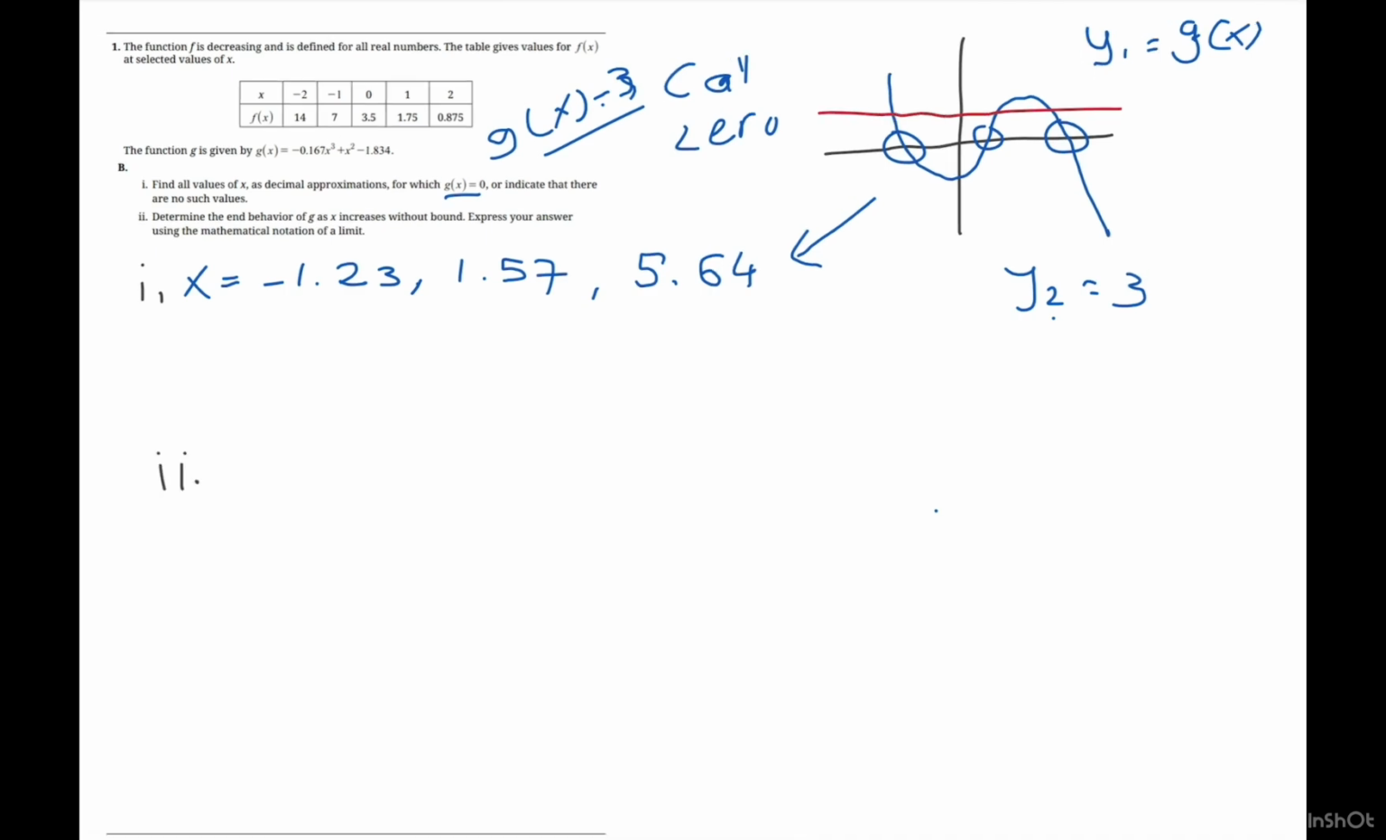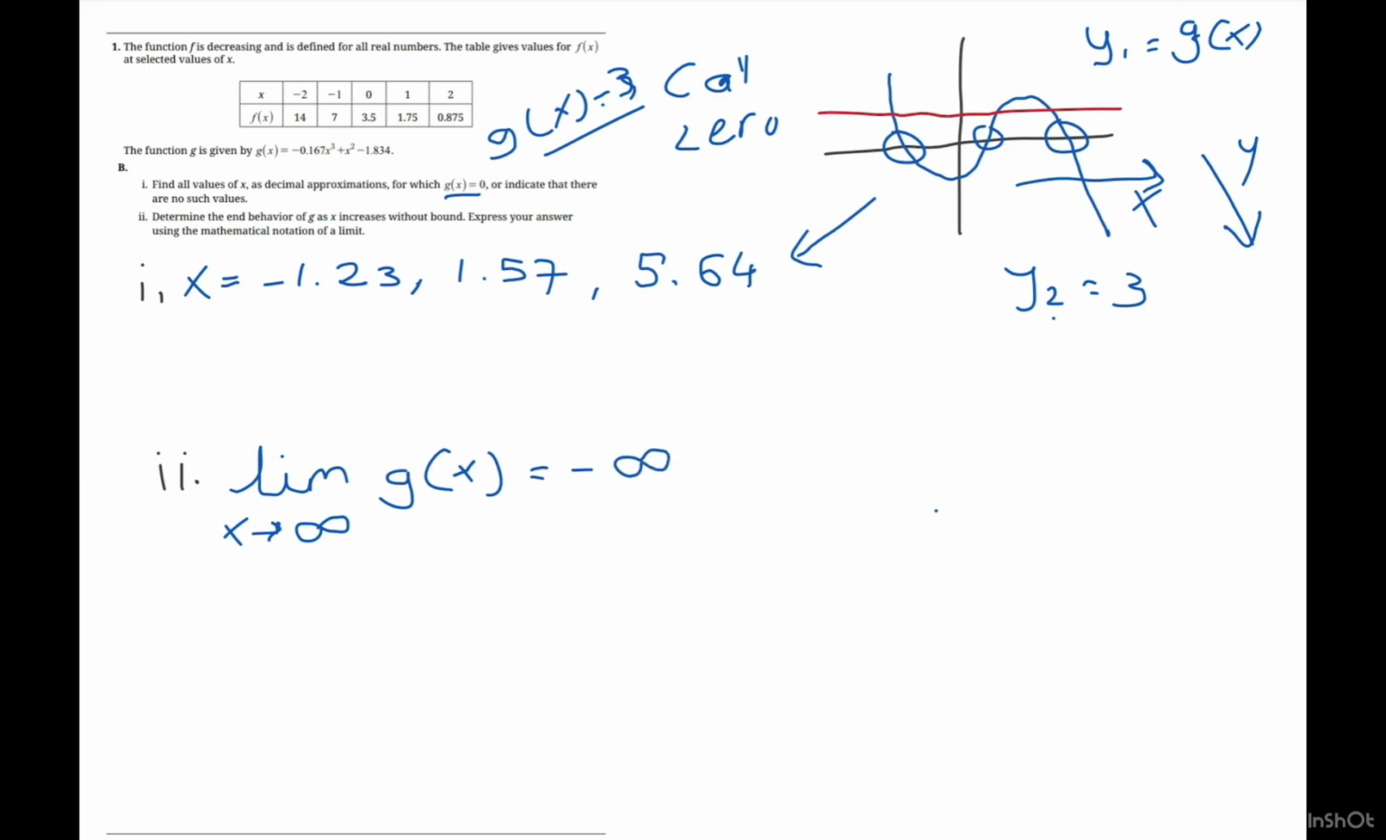Moving on to subpart 2. Determine the end behavior of g as x increases without bound. Express your answer using the mathematical notation of a limit. Now, clearly, when you look at the graph, you'll see that as x goes to positive infinity, your y value goes to negative infinity. So what I'll write is that the limit as x approaches positive infinity of g of x equals negative infinity.